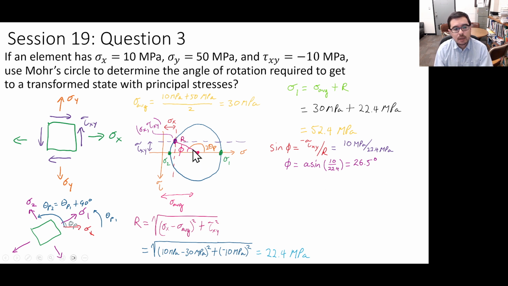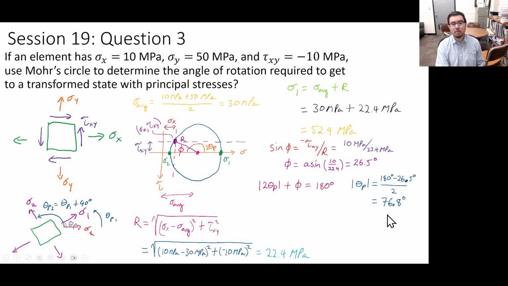So we said that the angle here, 2 theta p plus phi, would be 180 degrees. And this angle, the way we've drawn it, is clockwise, and that is opposite of what we consider to be positive with the Mohr circles that we're drawing. So let's just think of it as the magnitude of 2 theta p plus phi is going to be equal to 180 degrees. So the magnitude of theta p is going to be equal to 180 degrees minus this 26.5 degrees, divided by 2. This comes out to be 76.8 degrees.